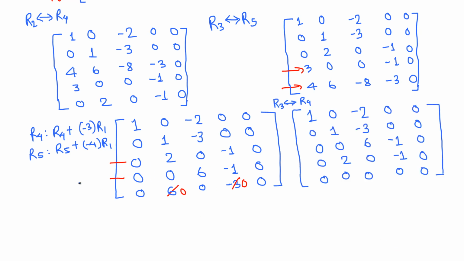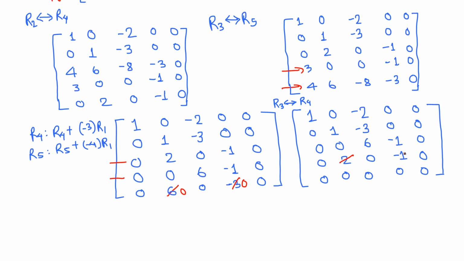So we swapped R3 and R4. We are in this place. We should have made this 0. Now same thing, now we need to make this 0. For this we use this pivot. So using R2 we want to make this 0.